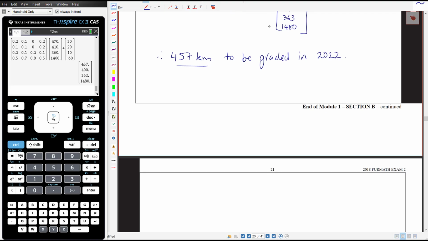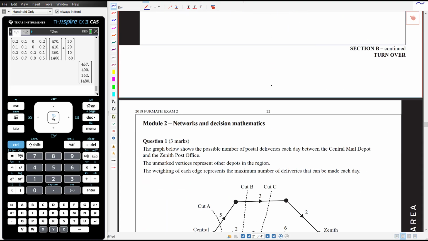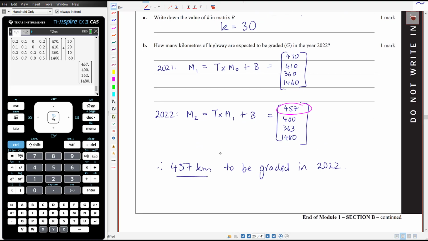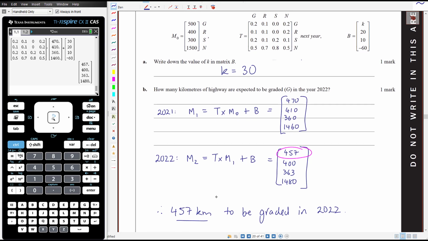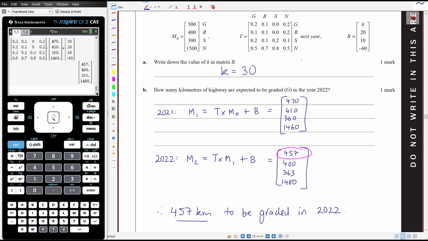Okay, so I think that's the end of the Matrices module. Just checking here. Yes. Okay, so that's as far as I'm going to go in the 2018 Further Maths Exam 2. I hope some of that might have been helpful.